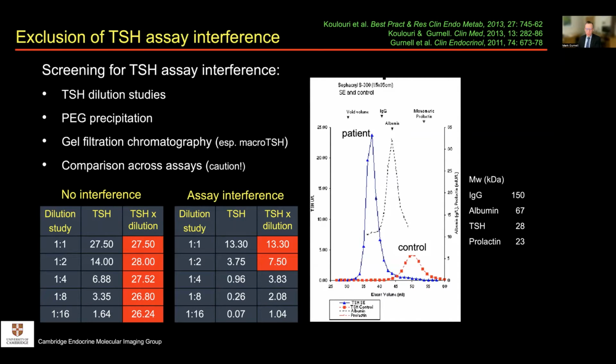Here is gel filtration chromatography showing that normal TSH comes off the column at a very different place to TSH which is actually bound to immunoglobulin.